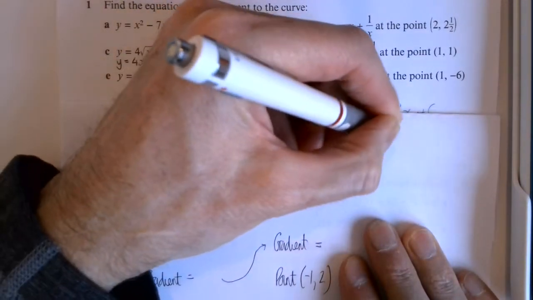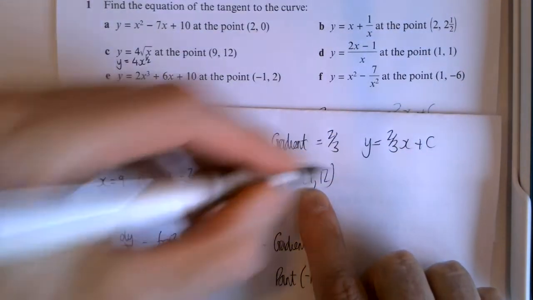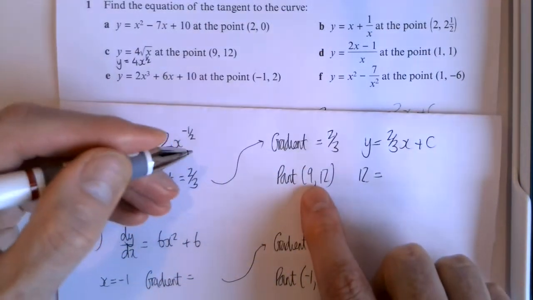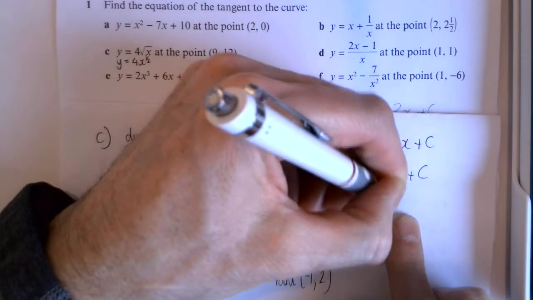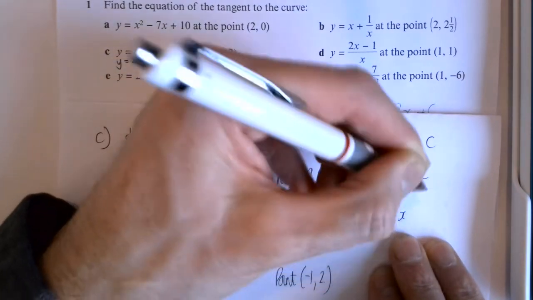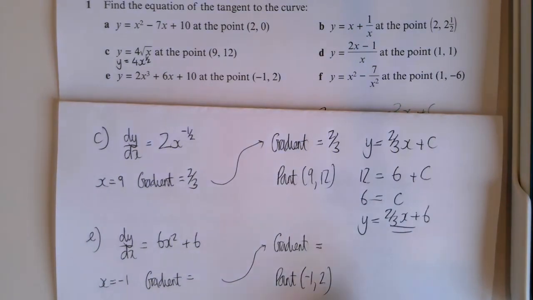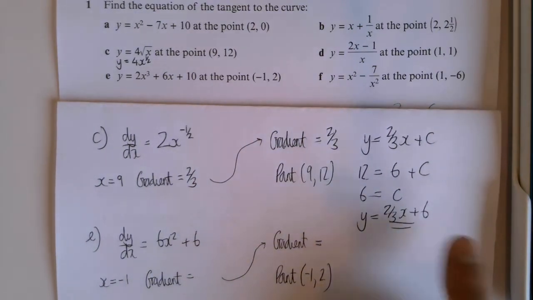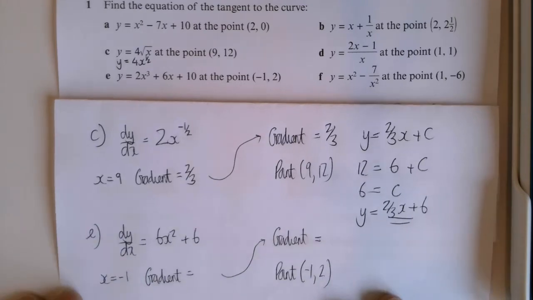So y equals 2/3 x plus something. These are my values. So 12 is 2/3 of 9, which is 6, so y equals 2/3 of x plus 6. That was the answer to C. Sometimes they might ask you to multiply that by 3 and rearrange it. It didn't in this case, but we might have been asked to do that.